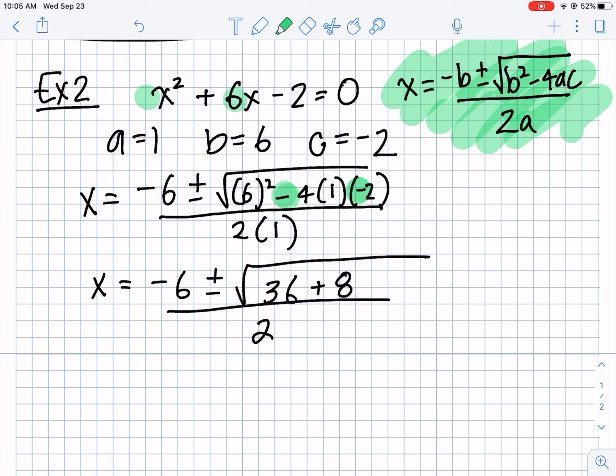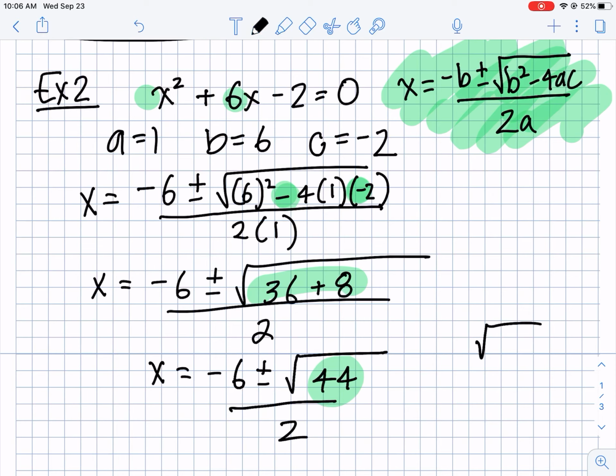All right, next we are going to add those up. So we get x equals negative 6 plus or minus the square root of 36 plus 8, 44, all over 2. Now, do not stop here. You are not completely done because this is not completely simplified. The square root of 44 can be simplified. You can think about it as the square root of 4 times the square root of 11. Since 4 is a perfect square, we're going to call this 2 root 11.